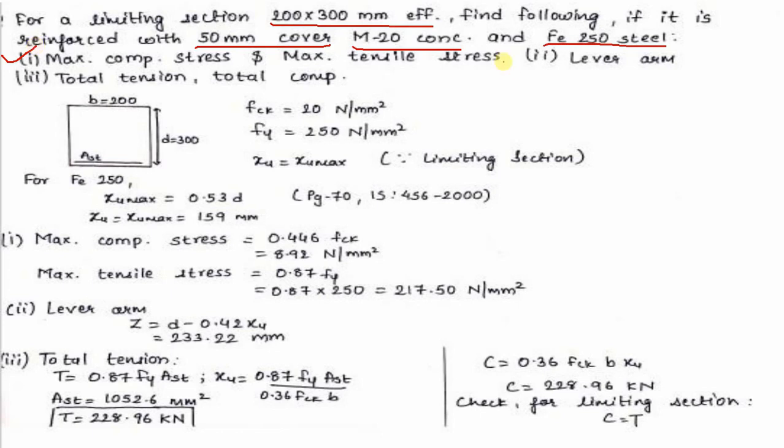The second thing we need to find here is lever arm, and the third thing we need to find here is total tension and total compression. That means total tension force and total compression force. So moving on to the answer, first we will always start with our section.